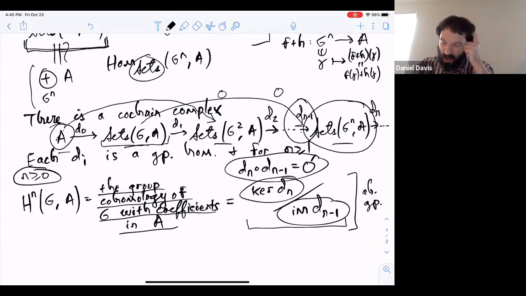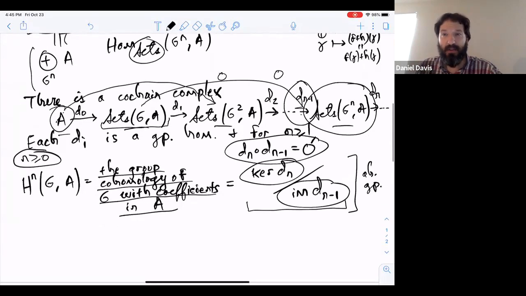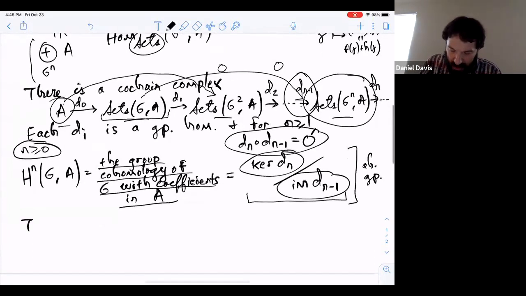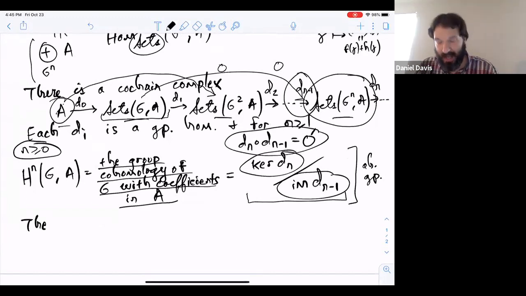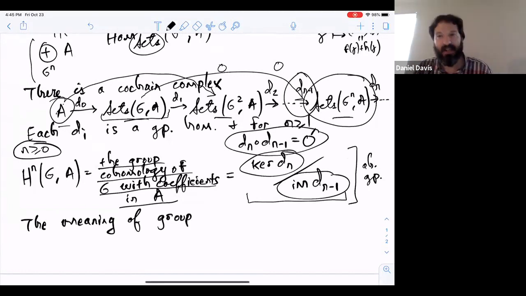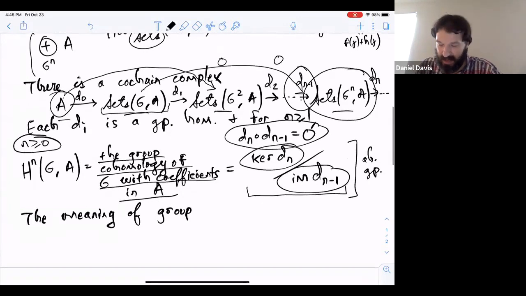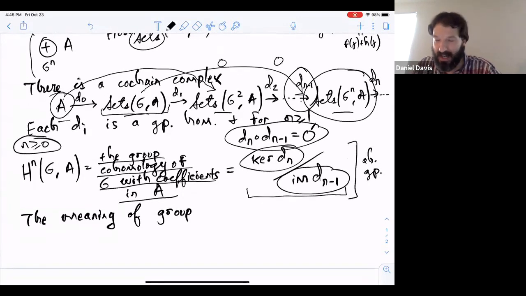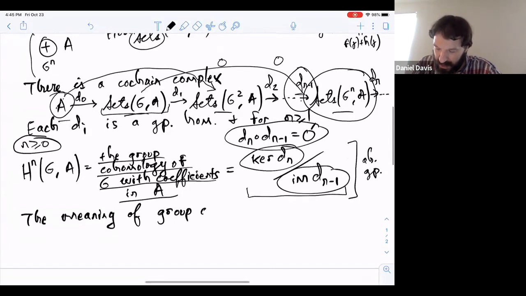So I want to say a little bit about the meaning of group cohomology, why it is interesting. So the meaning of group cohomology. I just want to point out a few facts that say that this is an interesting collection of abelian groups.